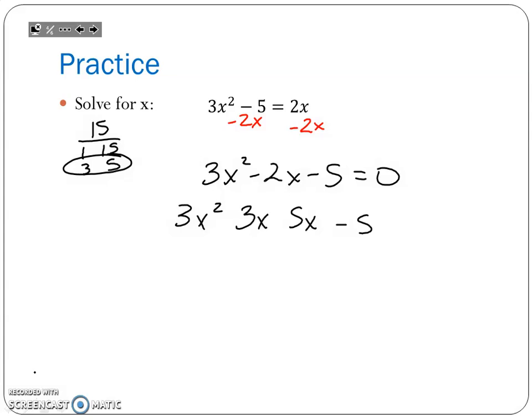Minus signs, so their signs have to be different. I need it to be a negative 2, so I'm going to put the negative with my bigger number. Check that there: plus 3x minus 5x, yes, that does give me a negative 2.